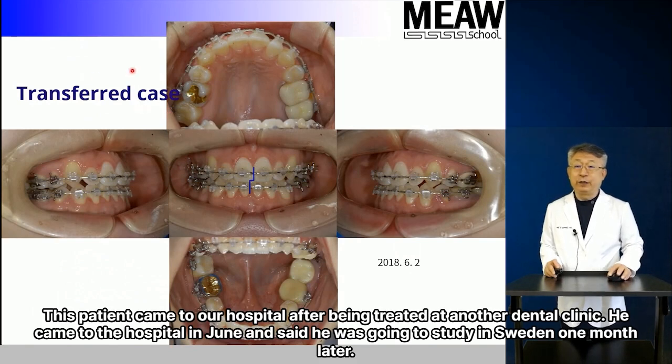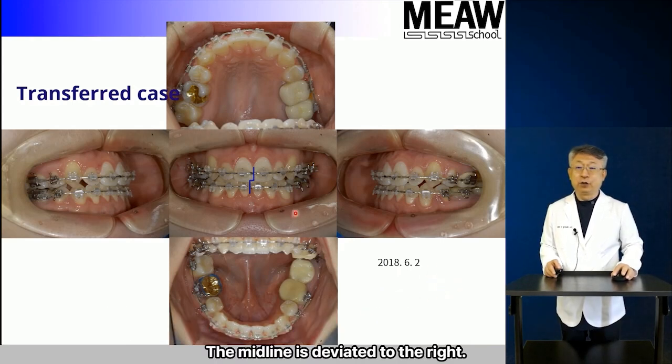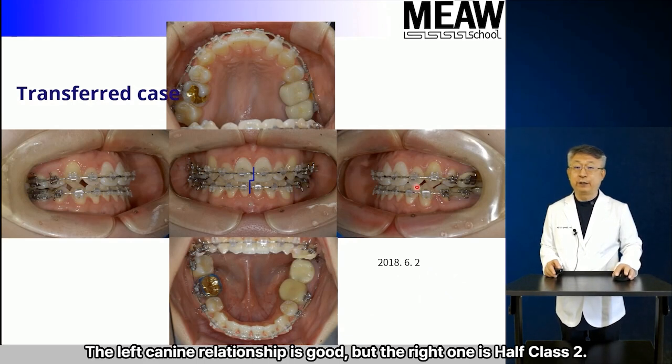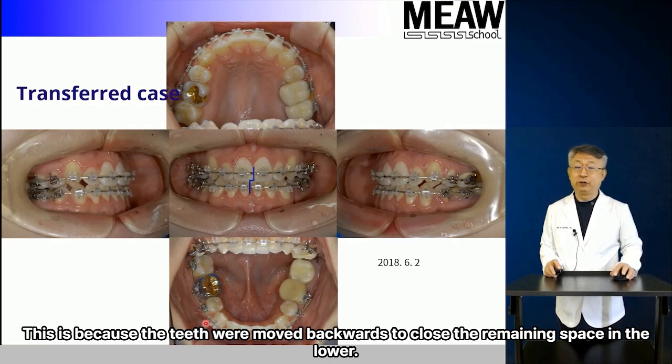This patient came to our hospital after being treated at another dental clinic. He came to the hospital in June and said he was going to study in Sweden 1 month later. The midline is deviated to the right. The left canine relationship is good, but the right one is half class 2. This is because the teeth were moved backwards to close the remaining space in the lower.